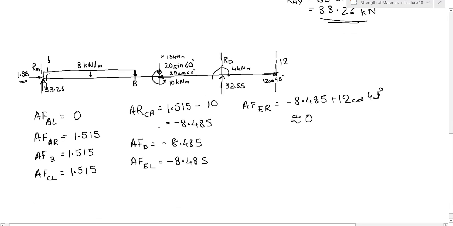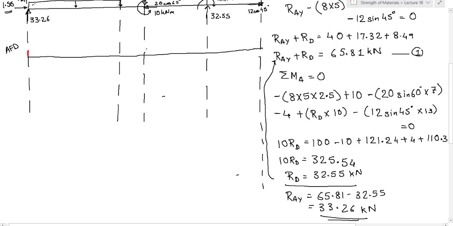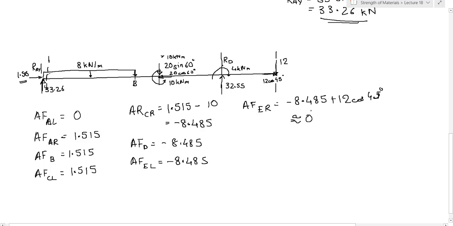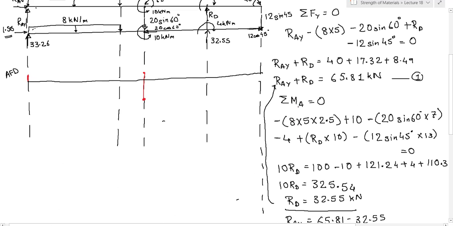Then what is happening at C? It is going from 1.515 to minus 8.485. And then again at E, it is going from minus 8.485 to 0. Right? So just join them with straight lines. Always remember, you have to join axial force diagram with straight lines. So this will be positive, this will be negative. This is your axial force diagram.